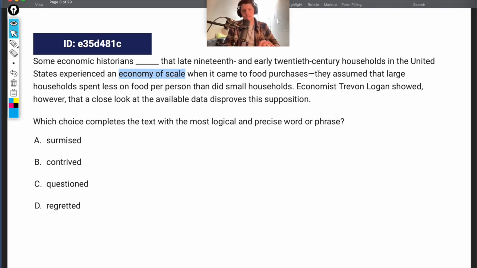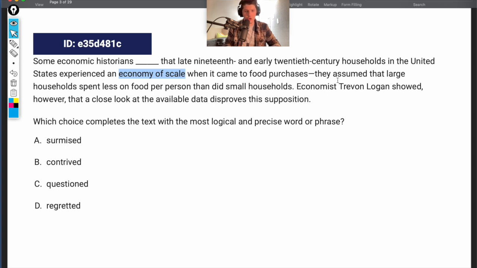Now, after a long dash, oftentimes we'll get an explanation. They assumed that large households spent less on food per person than did small households. In other words, you don't have to know what they mean by economy of scale. You can look at what comes after that long dash and be clear about what an economy of scale is in this context. So essentially they're saying you got a bigger family, it's cheaper per person to feed a bigger family than a small family.